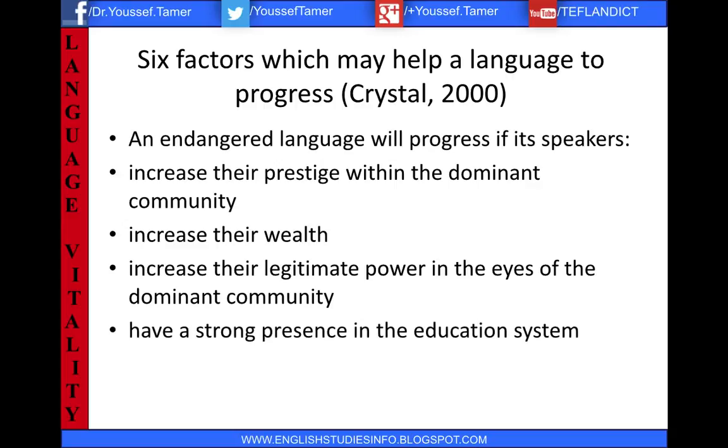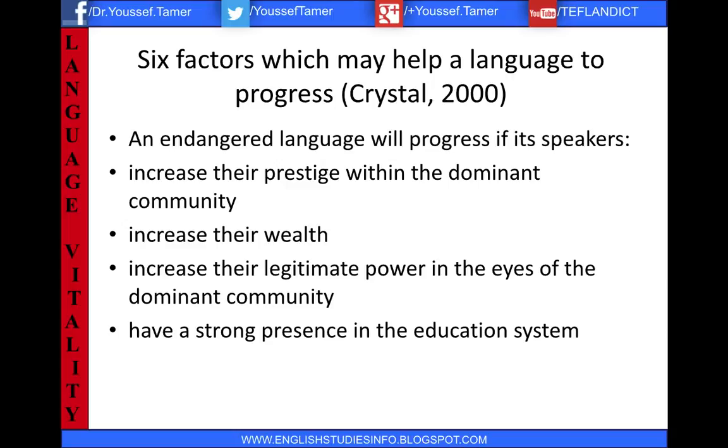They become more powerful how? Via education, via, of course, becoming wealthy, and so on and so forth. Via culture, via many other things. And have a strong presence in the education system. An endangered language progresses if its speakers have a strong presence in the education system.